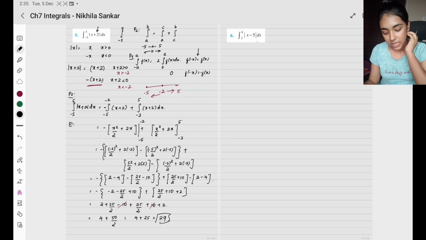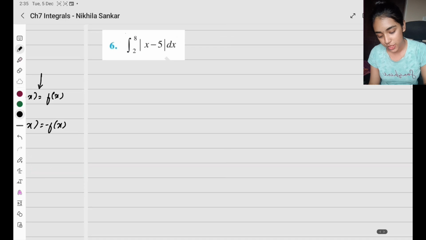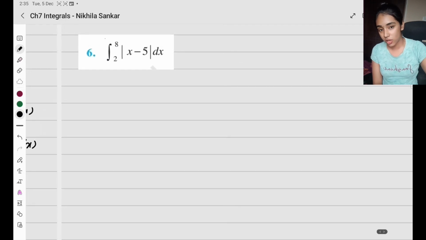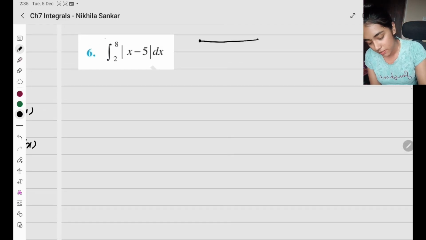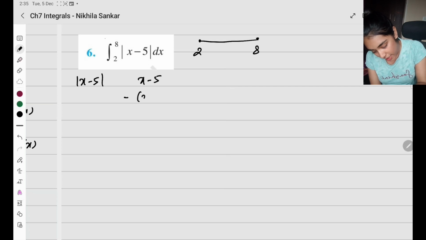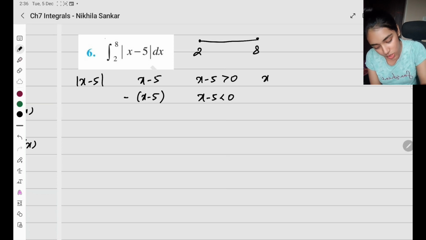Okay. Now similar to the previous question, here also I have mod of x minus 5 and my limits are from 2 to 8. So now we need to find the in-between value. So I have mod of x minus 5, which takes two values: x minus 5 and minus of x minus 5, when x minus 5 is greater than 0 and x minus 5 is less than 0. So x is greater than 5 and x is less than 5. So the middle value is going to be 5.